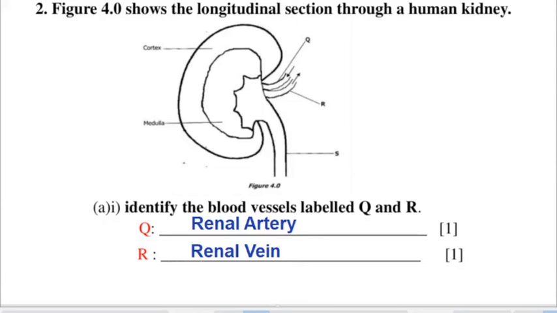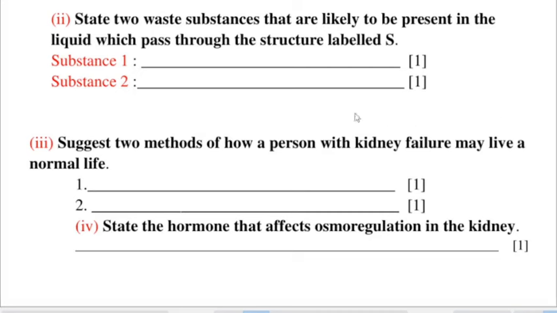Okay, so the substances that are found in urine: we have excess water, we also have mineral salts, we also have what? Urea. These are the substances that are going to be present in the liquid that is passing through the body system. We now come to Roman numeral 3.